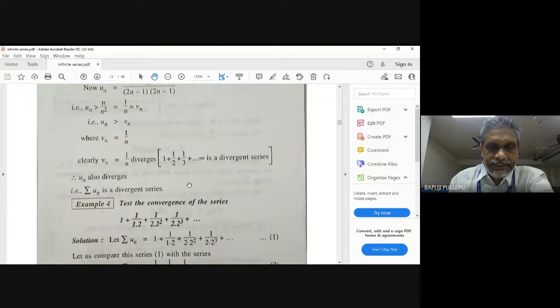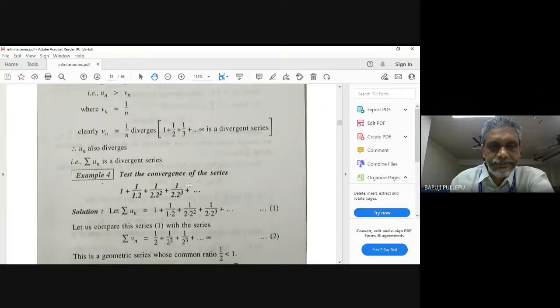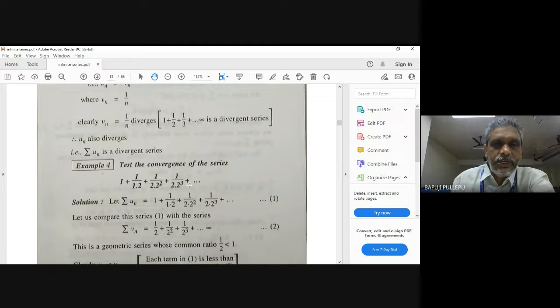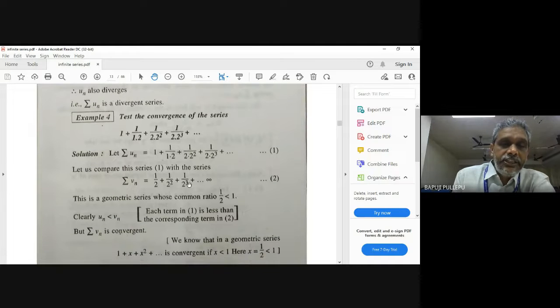Now this problem you can see. You have to choose Vn in such a way that you can compare actually. 1 into 2, 1 by 2 into 2 square, 2 into 2 cube. So Vn I am taking with the series 1 by 2, 1 by 2 square, 1 by 2 cube, and so on. This is a geometric series with ratio 1 by 2, which is less than 1. Then if Vn converges, Un also converges. A geometric series with ratio less than 1 converges.